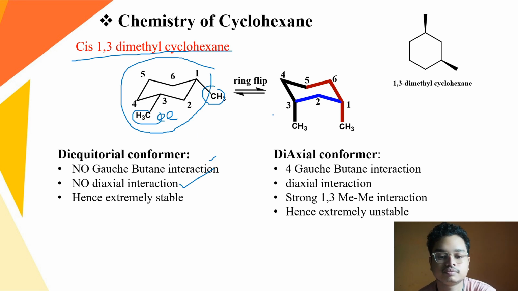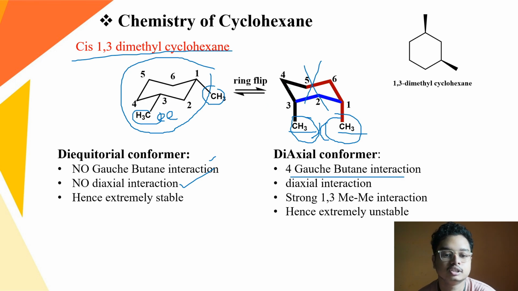Whereas here in the diaxial conformer you can find that there is a methyl-methyl interaction, a 1,3-dimethyl interaction. Okay, and this is the extremely destabilizing force there, and also there is a 4 gauche butane interaction there. That means this particular conformer is extremely unstable, so the equilibrium has shifted to this particular conformer. That means the diequatorial form is extremely stable in the case of cis 1,3-dimethyl cyclohexane.